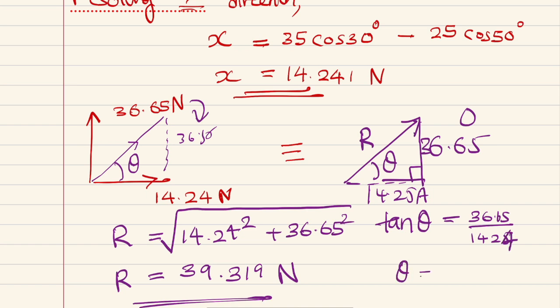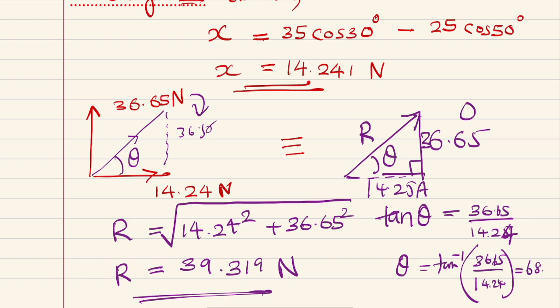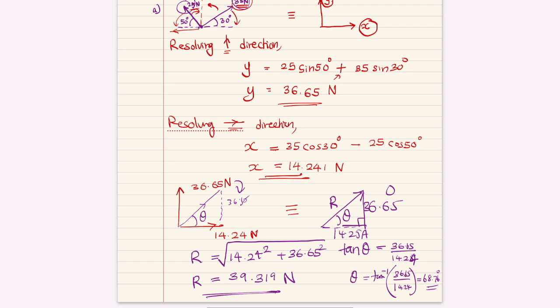So in order to find the angle, it will be tan inverse. So straight away type in the calculator: tan inverse 36.65 divided by 14.24. Then your answer is going to be 68.76 degrees. So now we know the specific value of the resultant and we know the specific direction.